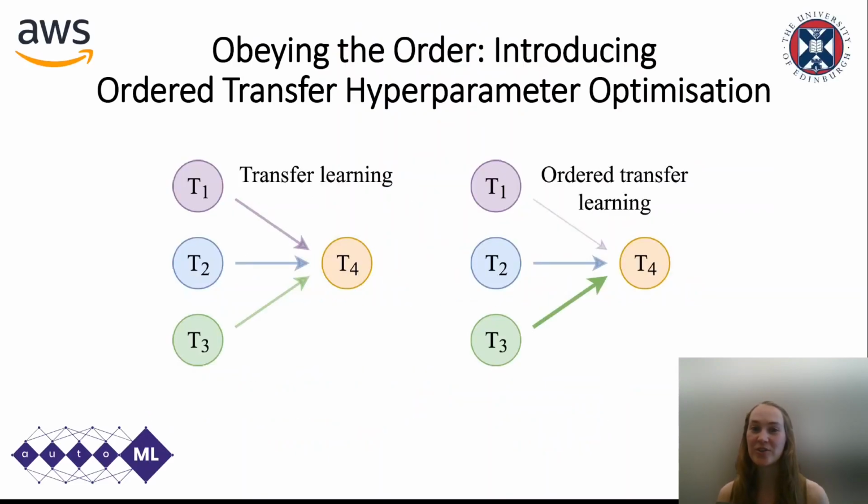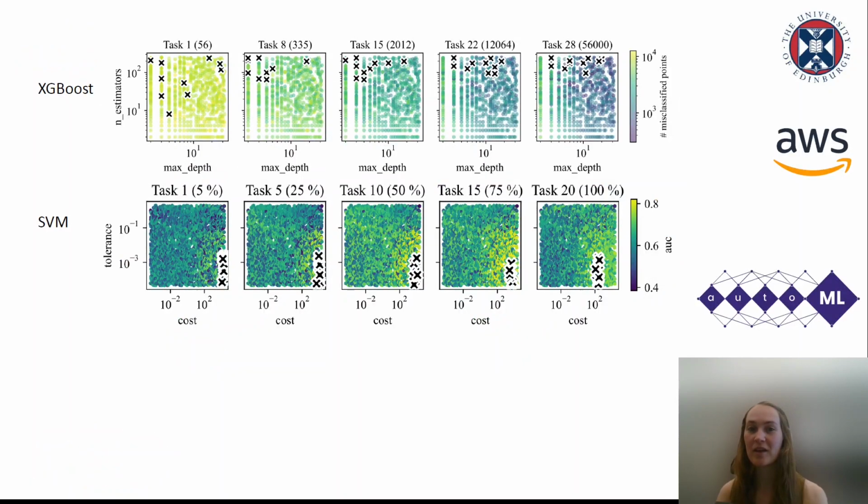In this work, introducing ordered transfer hyperparameter optimization, we assume access to evaluations from previous optimization tasks and that there is an inherent ordering between those tasks that we can exploit. The obvious question is whether such an ordering exists, and the answer is yes.